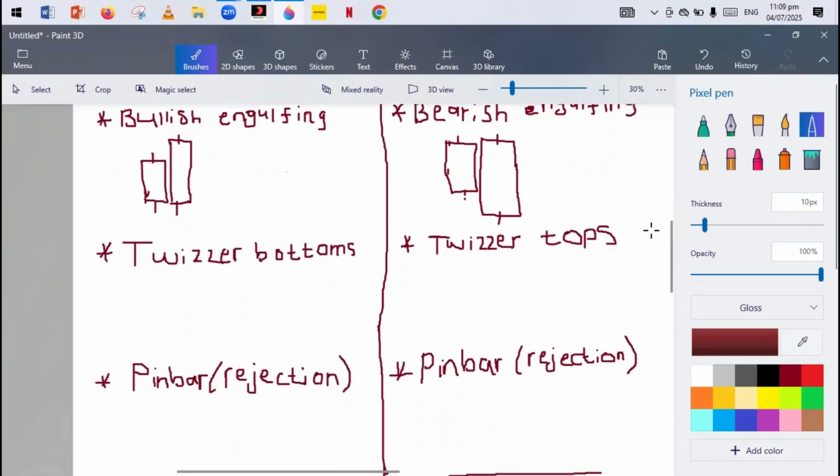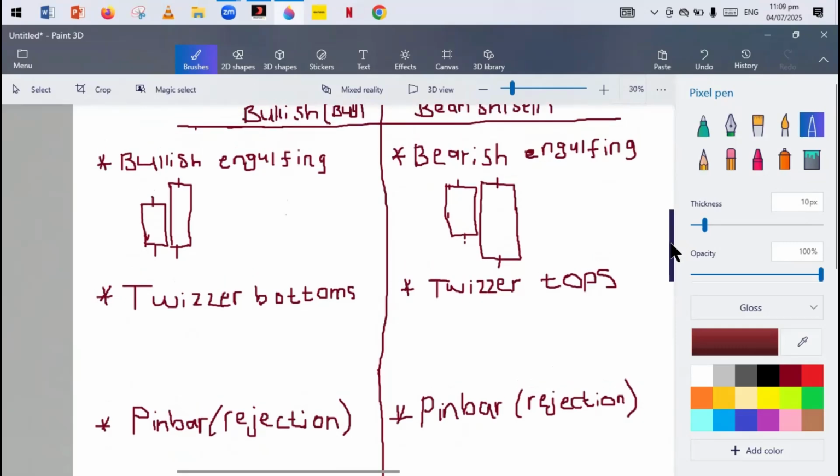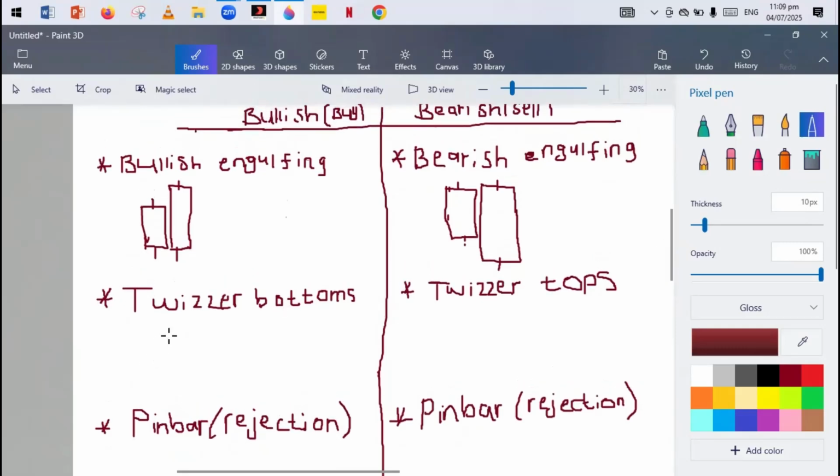And then we have what is known as the tweezer bottoms. For the tweezer bottoms, you basically have two candles that are equal in height. So the bodies of the candles are equal, however the wicks of the candles can be different. What is important is to note the bodies of the candlesticks. They are always at the same level.